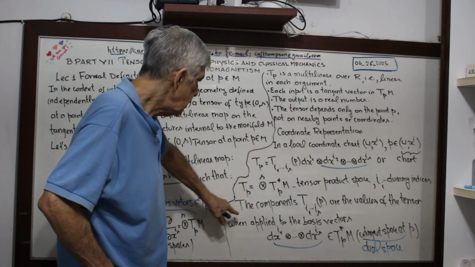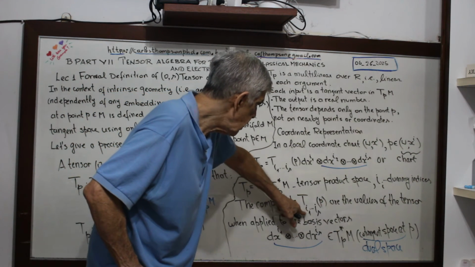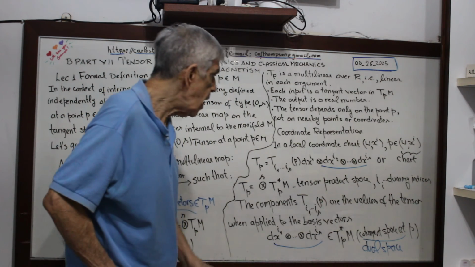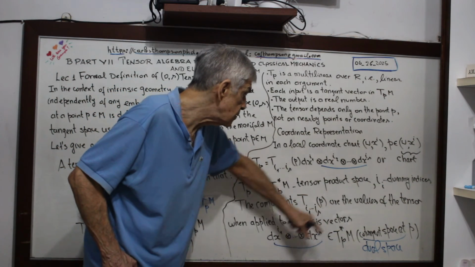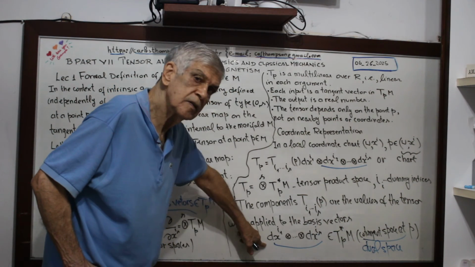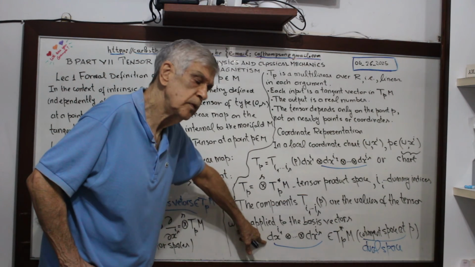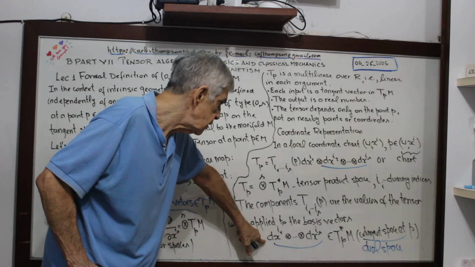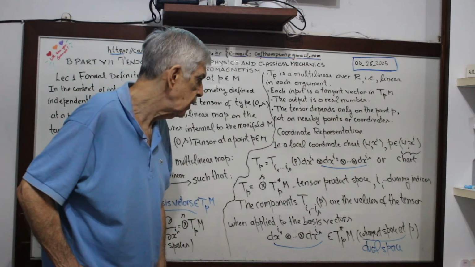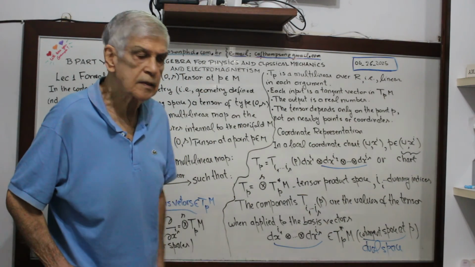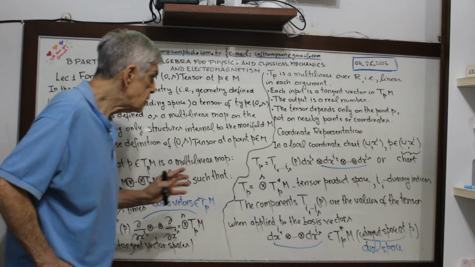You see, the components T_{i1...is} are values of the tensor when applied to the basis vectors over here. These are basis vectors that belong to the cotangent vector space. You see, cotangent vector space. That's called the dual space. That's it.